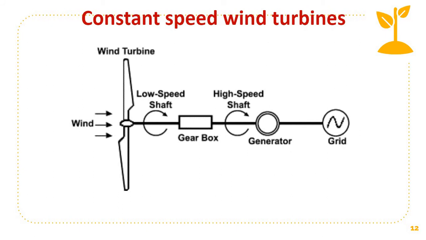Here in the picture you can see a constant speed wind turbine. The wind force acting perpendicular on the wind turbine rotates it, and the output of the wind turbine, connected to a low speed shaft, goes to a gearbox where the speed is changed to high speed, and then it is connected to a rotor producing AC, and this is connected to the grid.